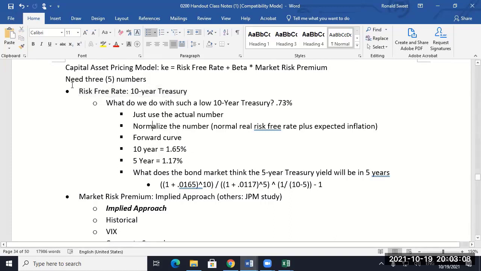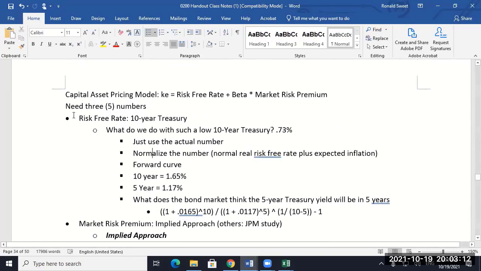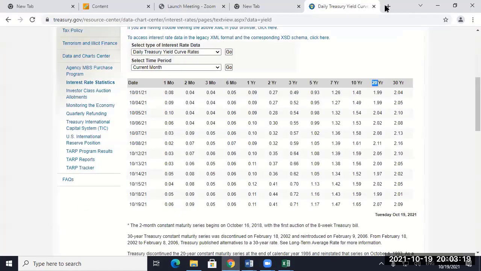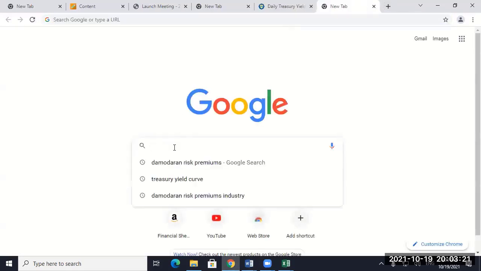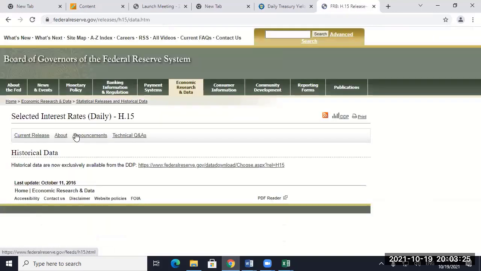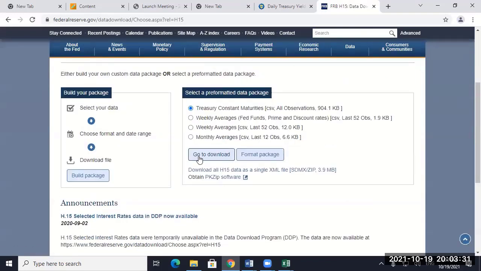All right, questions on the risk-free rate? You really should, sometime in your career, graph the 10-year treasury. You can do it really fast.